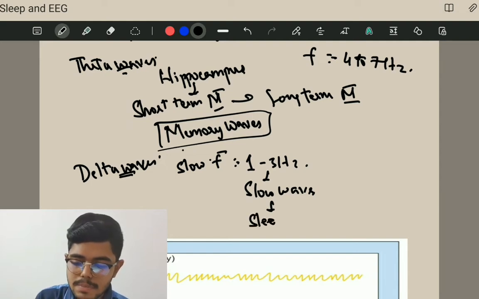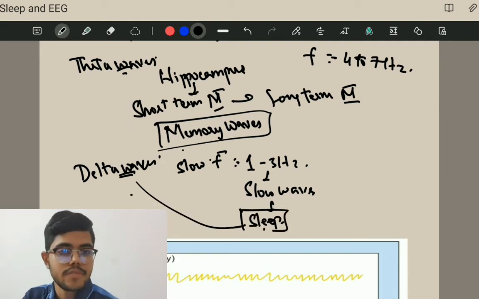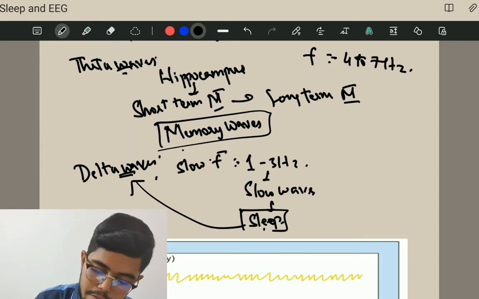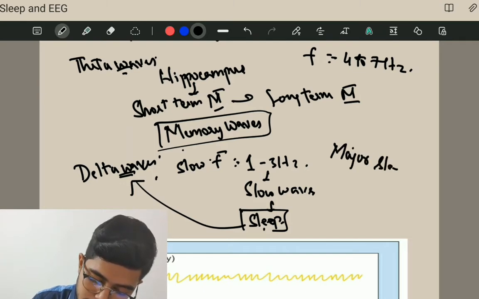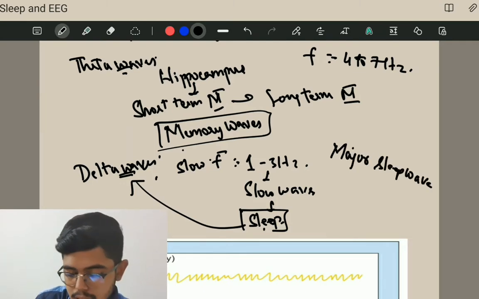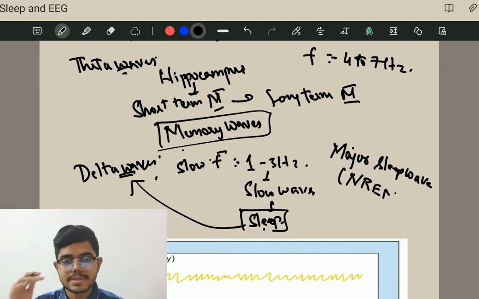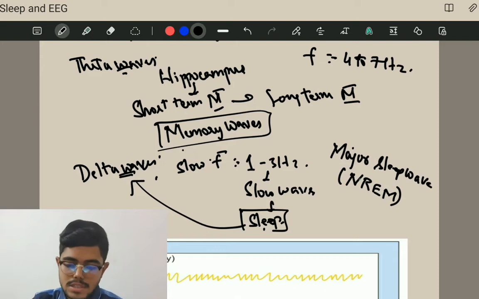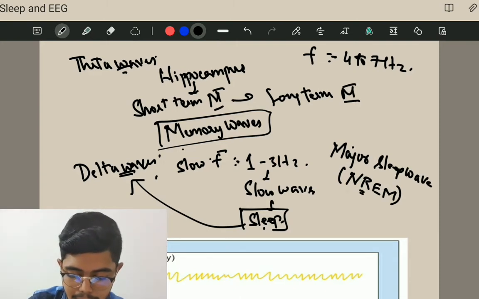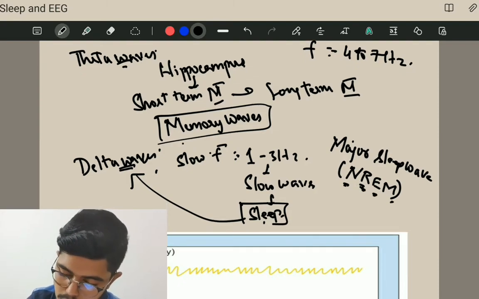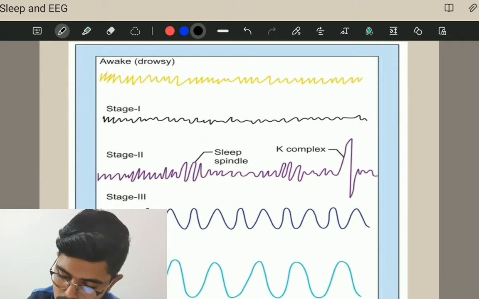So only during sleep we all get these delta waves. Understand? So this is called the major sleep wave, and it is always seen in NREM. We'll be discussing that later. So this is called NREM, non-rapid eye movement. It's a type of sleep.